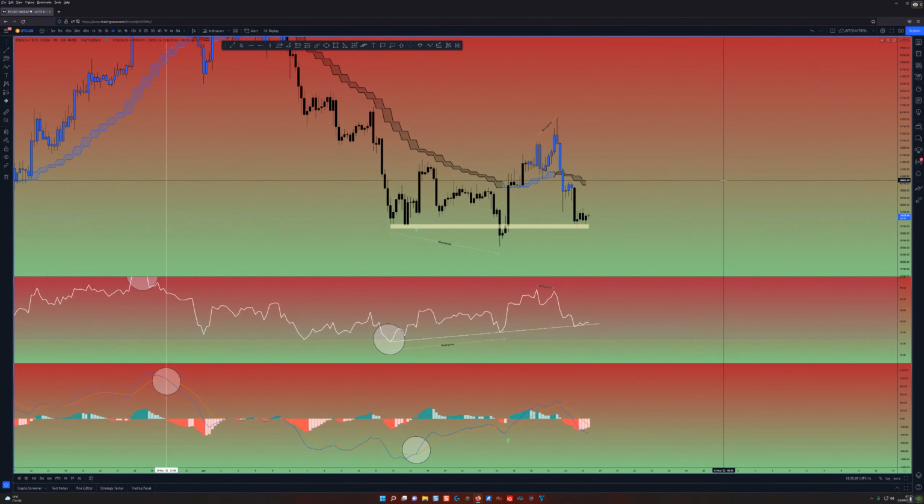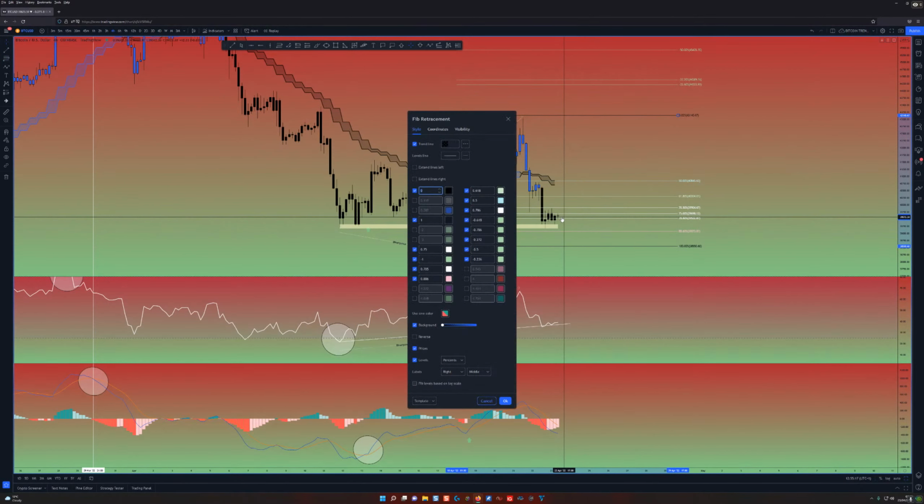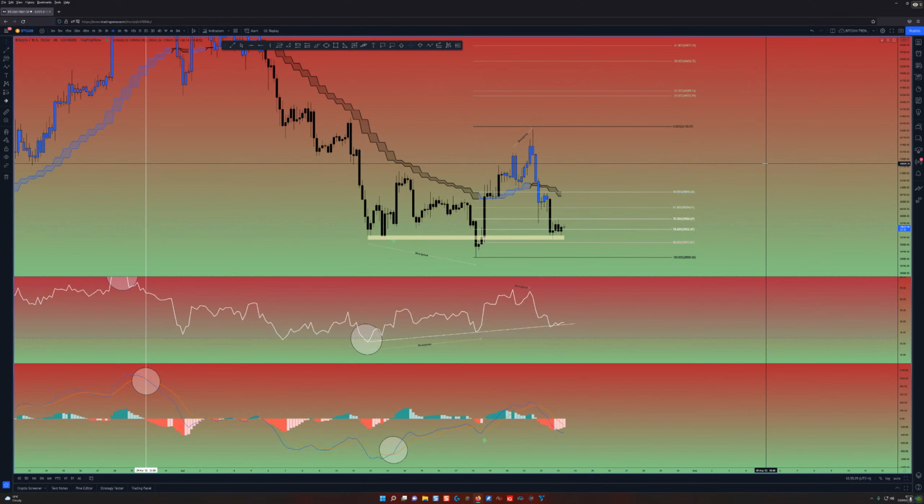Okay, so the only other thing is the possible retracement. So we've got this particular retracement set up here, 78.6 level. Let me just remove that off there. So we've got the 78.6 level, looking good. Okay, so that's that.